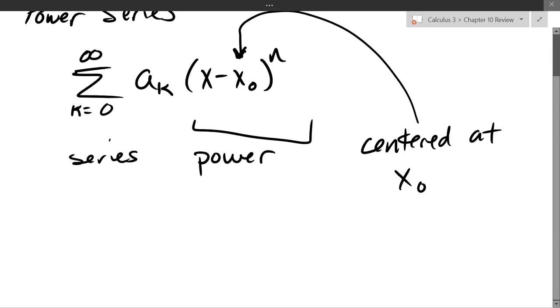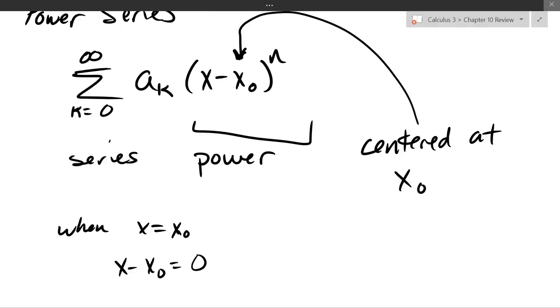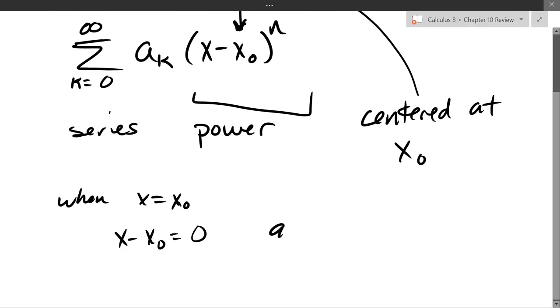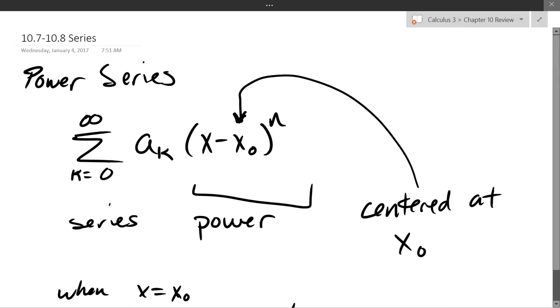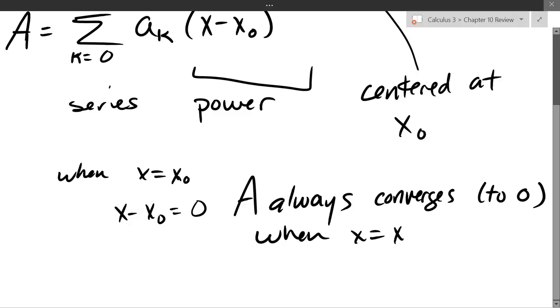So what happens when you plug in, when you replace x by x naught, what is x minus x naught? 0. So you're going to add up a bunch of zeros. So no matter what, if you plug in x naught, this all adds up to 0. So for sure, x naught always works. That's an x value that will always converge. Let's give this a name. We'll just call it capital A. So I'm using little a's here. So we'll go big A always converges to 0 when x equals x naught.